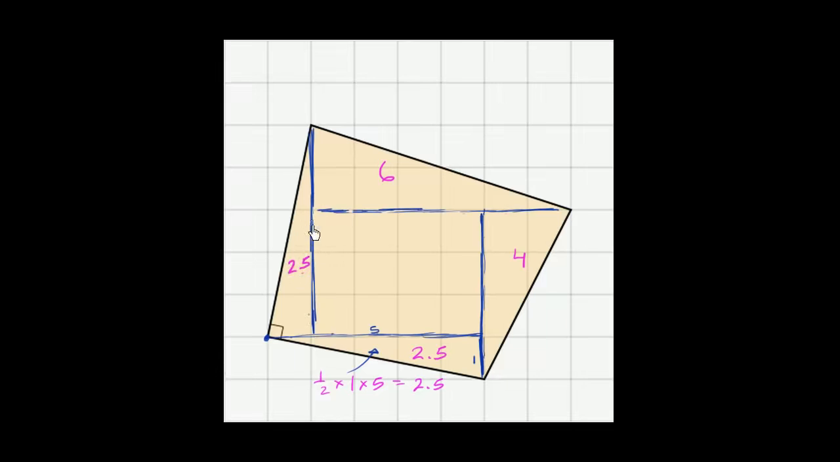And then finally, this is a 3 by 4 rectangle. And you could even count the unit squares in here, but it has 12 of those unit squares, so it has an area of 12. So if we want to find the total area, we just add all of these together. So 2.5 plus 2.5 is 5, plus 4 is 9, plus 6 is 15, plus 12 is 27. So it has a total area of 27.